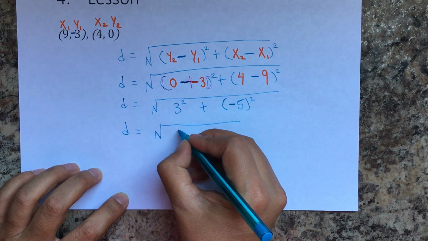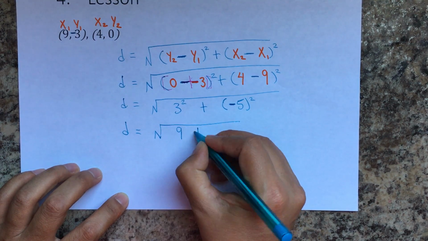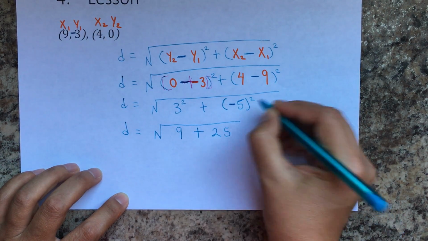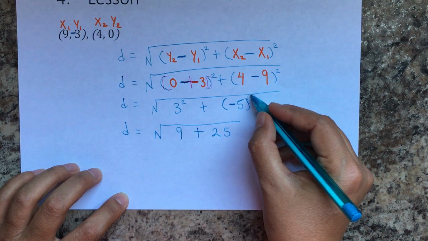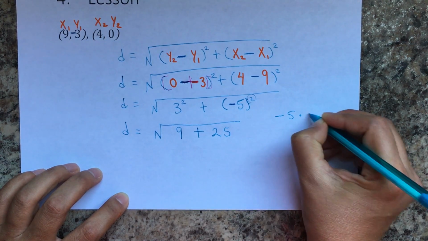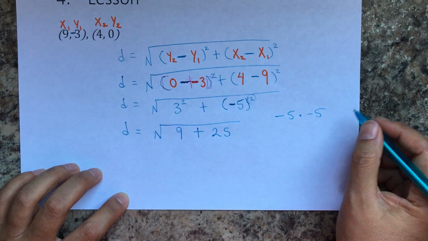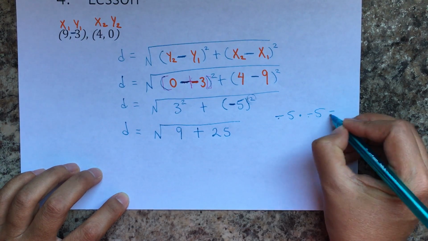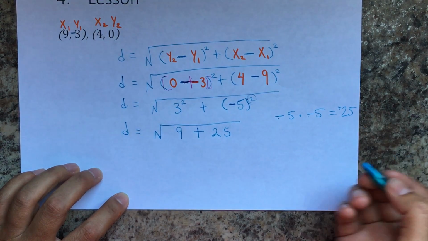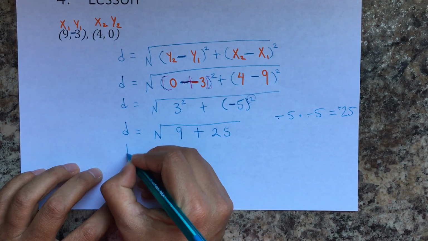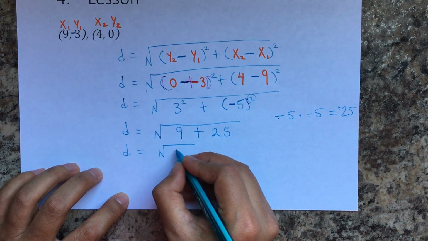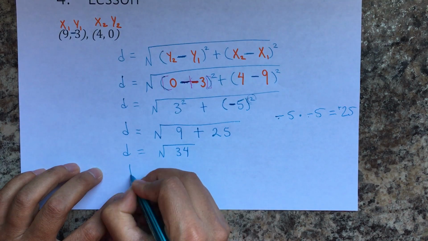Okay, 3 squared is 9 plus negative 5 squared is 25. And I want to explain again that when this number is even, this is going to be positive. And the reason is because you multiply that number times itself 2 times. And then negative times negative is positive. And 5 times 5 is 25. Okay, so the answer is positive. D is equals to the square root of 9 plus 25 is 34.